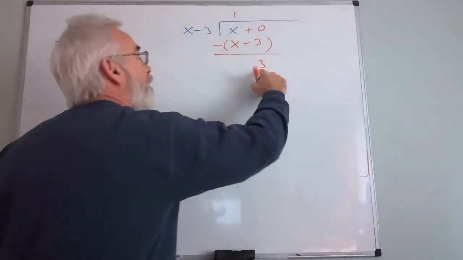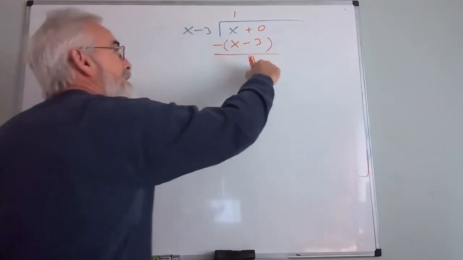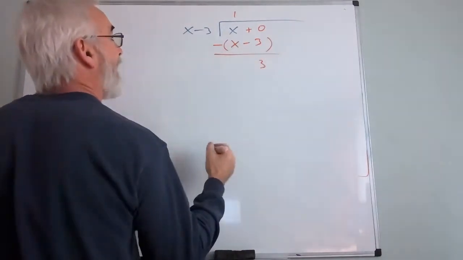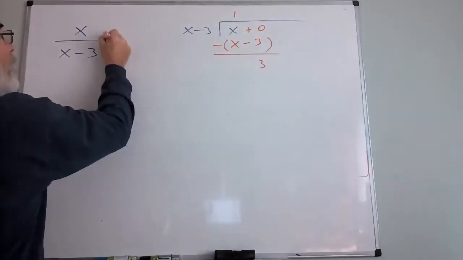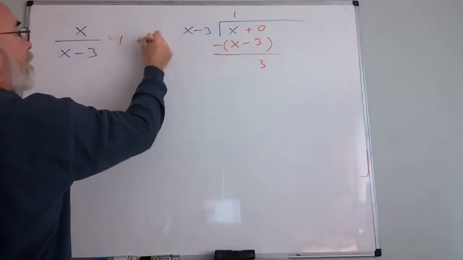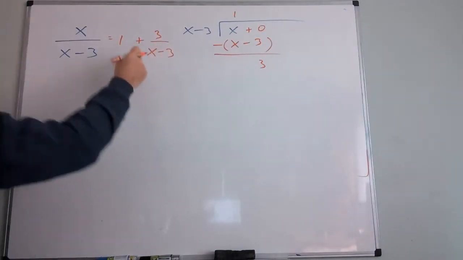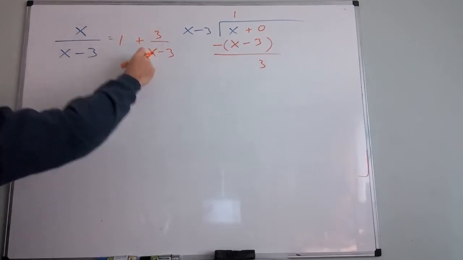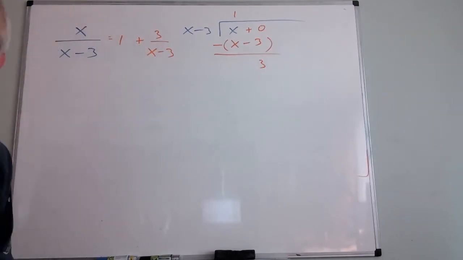Since 3 is a lower degree than x, this must be my remainder. So that means my answer is 1 plus 3 over x minus 3. Now, if I put these together over a common denominator, I can easily see that that's my answer.